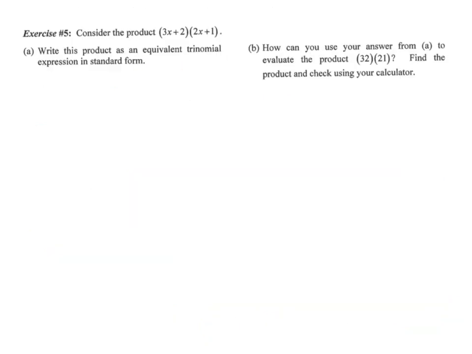We're going to write this product as an equivalent trinomial in standard form. So 3x times 2x is 6x squared. 3x times 1 is 3x. 2 times 2x is 4x. 2 times 1 is 2. Needs to be a trinomial, so we combine like terms.